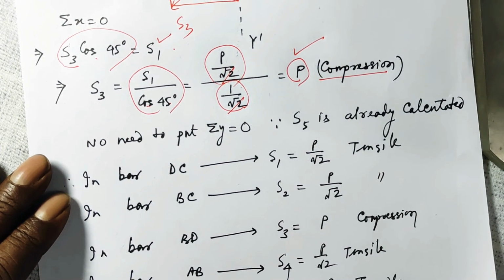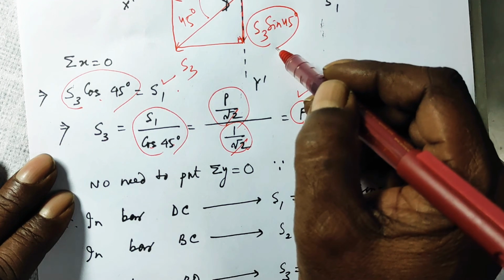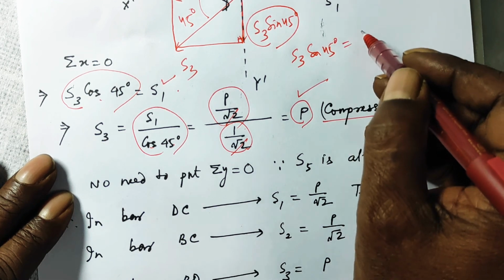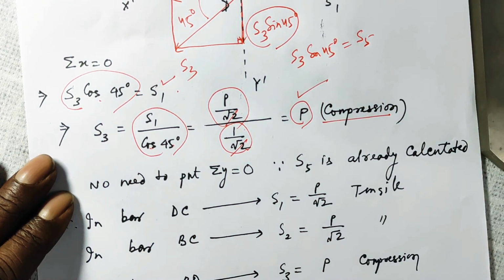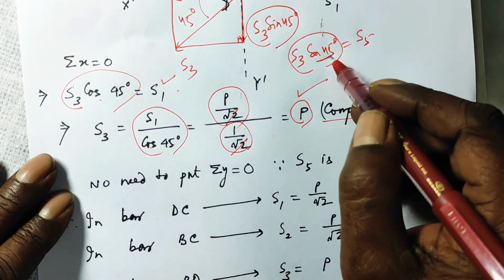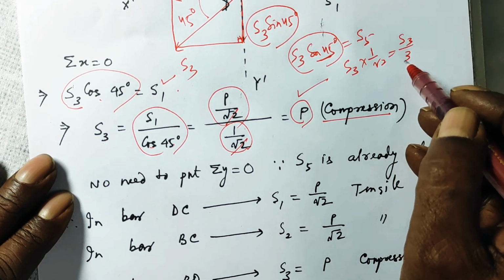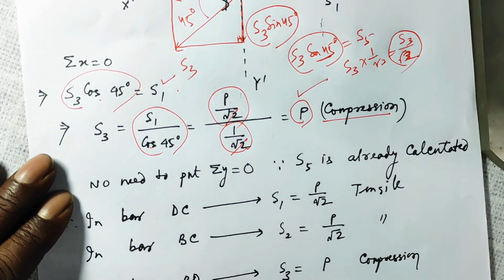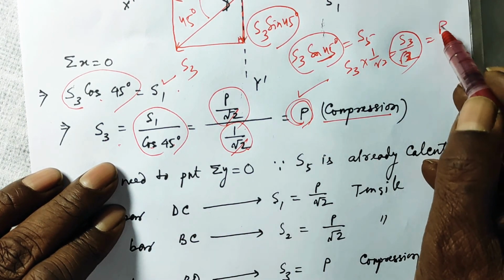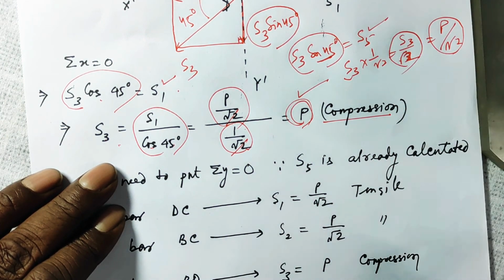Then you can put sigma y equal to 0, meaning S3 sine 45 is opposite to this. So S3 sine 45 will be equal to S5. Put the value of sine 45. Sine 45 is equal to 1 by root 2. That is S3 by root 2. And S3 we have found out as P. So that is equal to P over root 2, which is your S5.